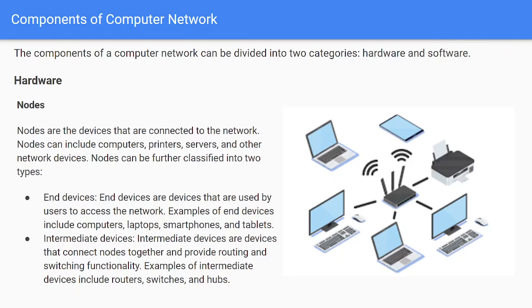I hope it's clear enough. Should I say it again? Let me say it again. The endpoints are devices that are used to access the network, while the intermediate devices are used to connect the endpoints together. So let me read what is here. The intermediate devices are devices that connect nodes together and provide routing and switching functionalities. Examples of intermediate devices are routers, switches, and hubs.